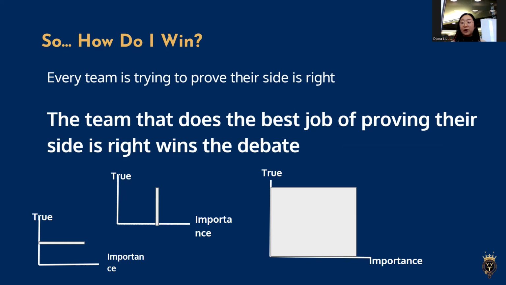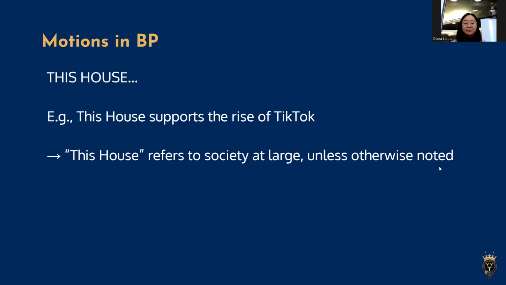So when crafting your arguments, make sure to consider both how you're proving them and the analysis that you're doing, which furthers your truth axis, and then how or why this argument is so important, or the most important within the round, which furthers your importance axis in order for you to get the biggest square possible and then win the debate.